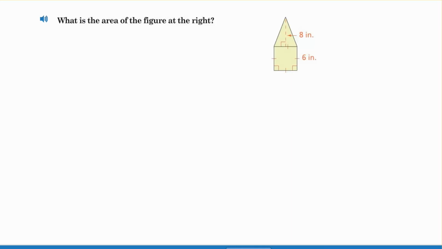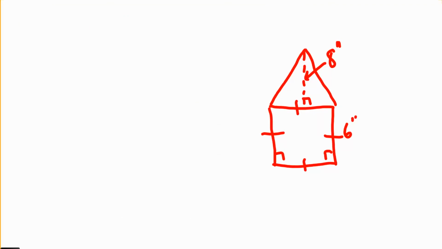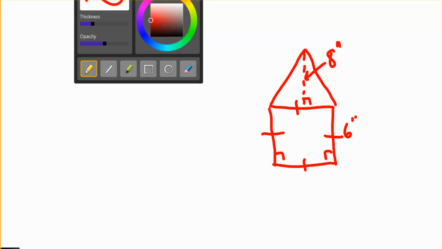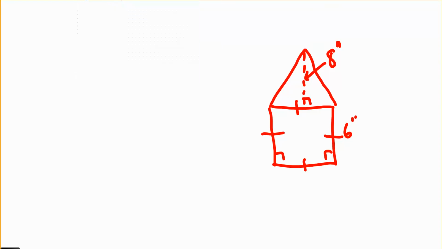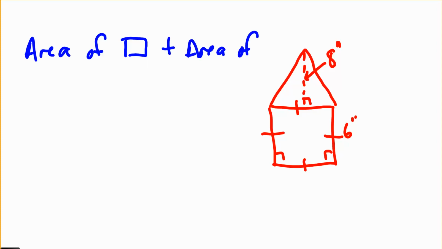So let's take a look at that a little differently. I've tried to draw the same thing on the drawing canvas, and of course it's not going to look exactly right. We'll do the best we can. First of all, in order to do this, we're going to break it into two parts. We're going to find the area of the square, and add that to the area of the triangle. We do two separate problems. So let's do the area of the square first.